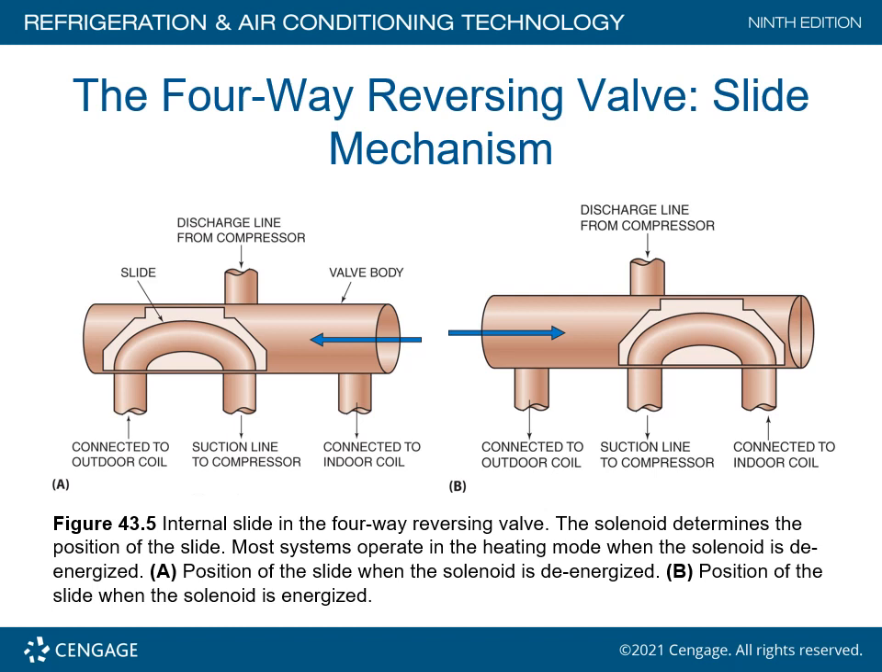So we have refrigerant that's connected to the indoor coil, suction line, and outdoor coil. Now notice here, in this position, the connection to the outdoor coil has been moved over to the suction line connected to the indoor coil. Discharge from the compressor never changes. Discharge air from the compressor always goes in the center port by itself.